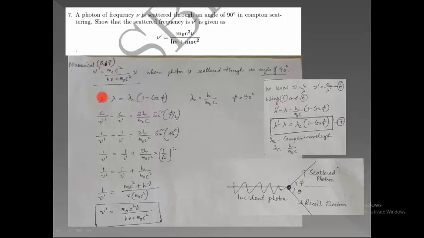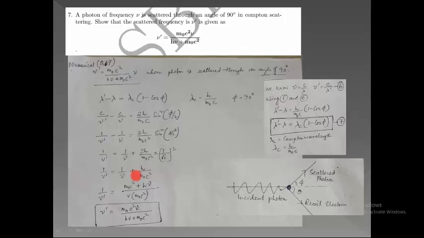এবার কি করো? Next, lambda dash change it to c by nu dash, and lambda change it to c by nu, is equal to h by m0c. এই lambda C টাকে এদিকে নিয়ে যাও. 1 minus cos phi, phi টা তো 90, cos phi টা 0 হয়ে গেল। তাহলে you are left with h by m0c. তারপর কি করবে? এখান থেকে তুমি 1 by nu dash টাকে বাদিকে রাখবে, 1 by nu take it to the right.